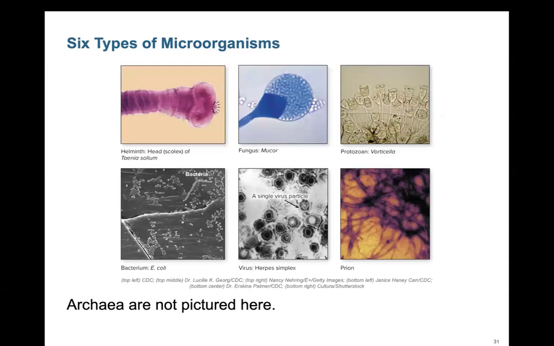Here are some examples of microbes. We can see a helminth, then we can see a fungi, protozoan, bacteria, virus. What you're looking at there is herpes simplex, and even a prion. We don't have any archaea here. We're really not going to talk too much about them because, A, they really have nothing clinically relevant, and they're really kind of just single-celled boring organisms. We really don't get too much into them in this course in particular.